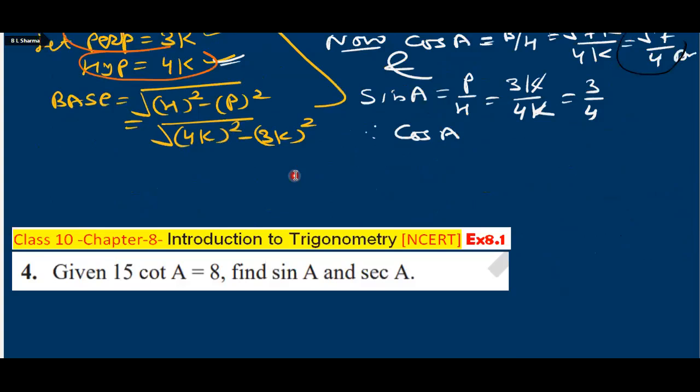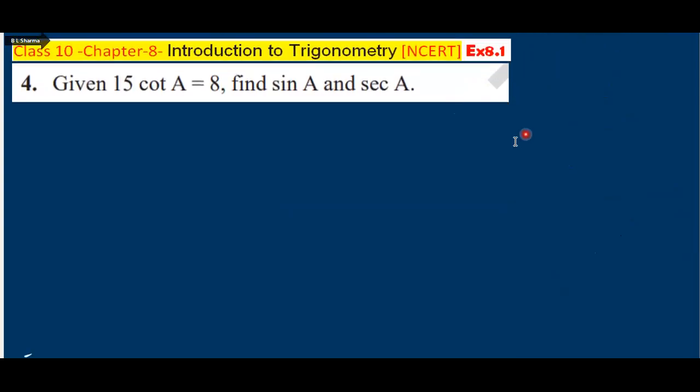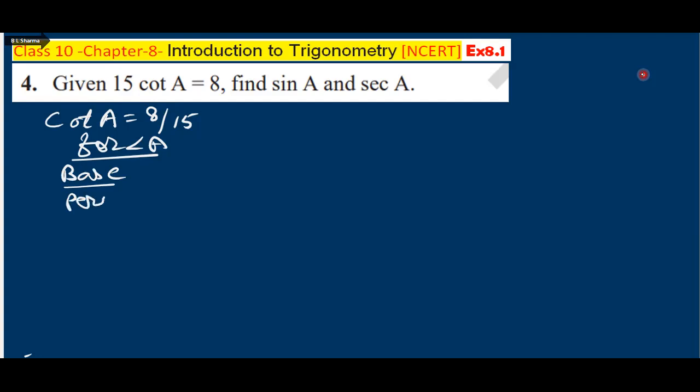The next question on your screen. Yes. It is given that 15 cot A is equal to 8. So we can write cot A is equal to 8 upon 15. For acute angle A, we know cot means base upon perpendicular is 8 by 15.